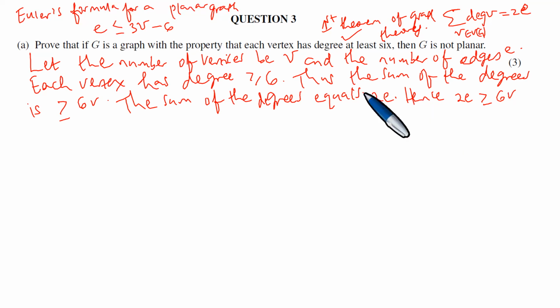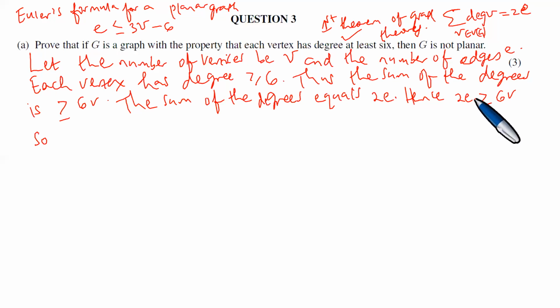In view of this observation, the sum of the degrees is at least 6V. The sum of the degrees equals 2E, so it means the sum of the degrees would be 2E, which should be at least 6V. This sentence has been written like this, and this equation brings about this. We can simplify that.